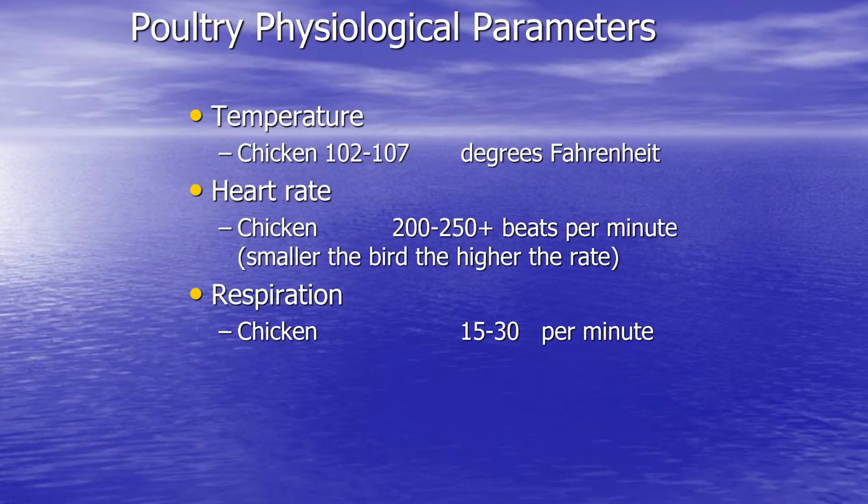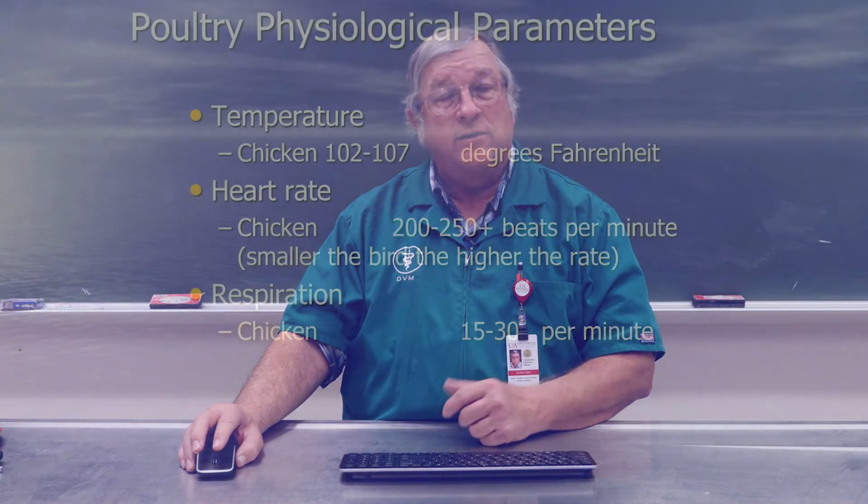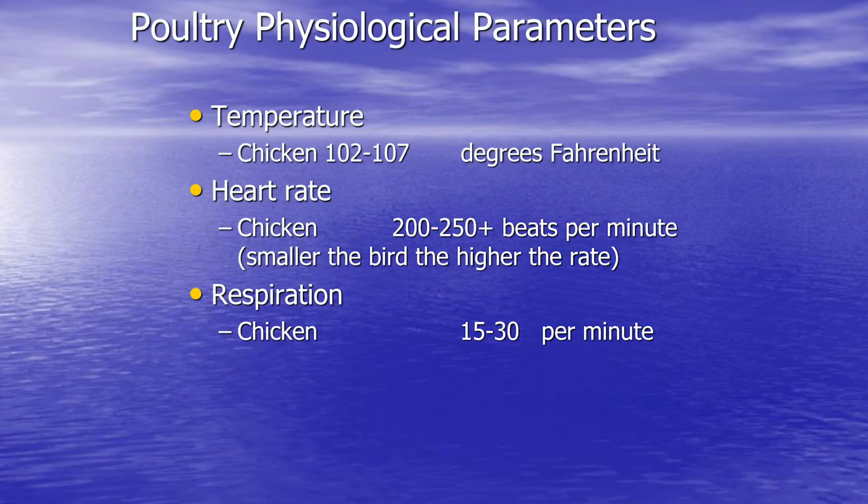Now here's some physiological parameters to use. Remember the temperature of the bird? In a chicken it's somewhere around 102 to 107. We like to say average of about 104. That's in degrees Fahrenheit. Heart rate, 200 to 250 beats per minute. Now the smaller the bird, typically the higher it goes. Respiration, 15 to 30 per minute in the chicken.